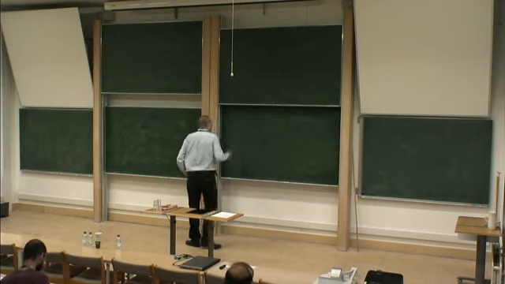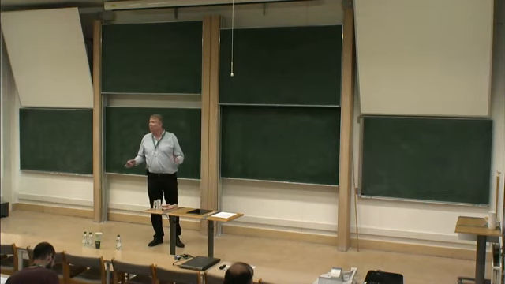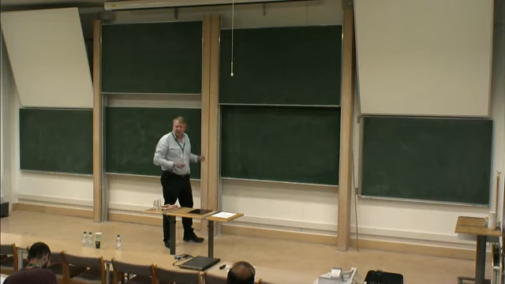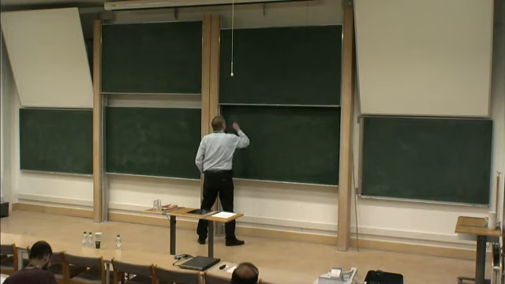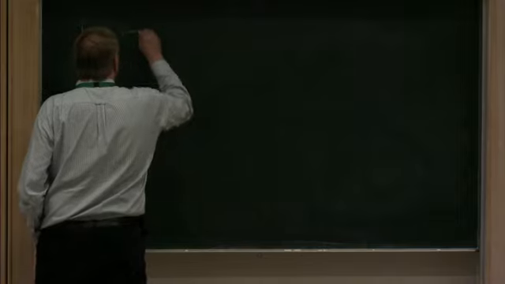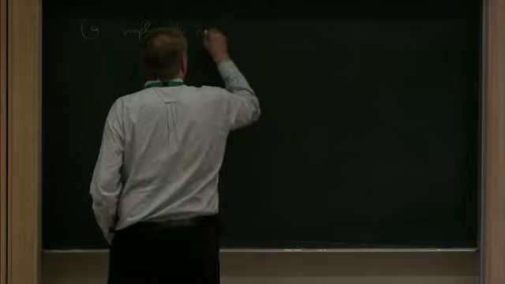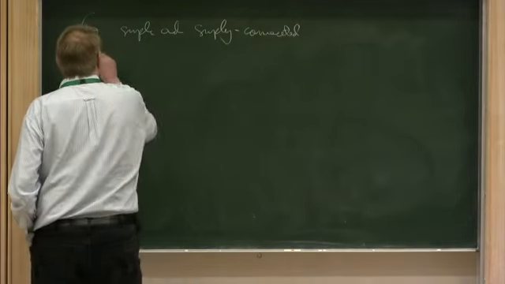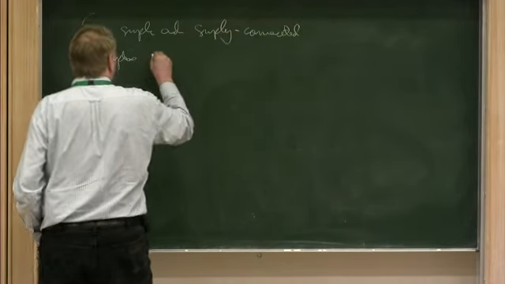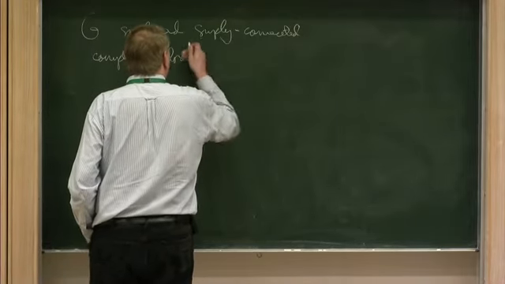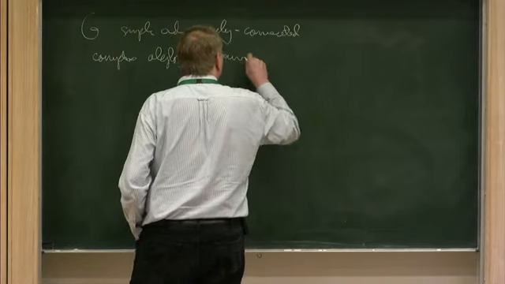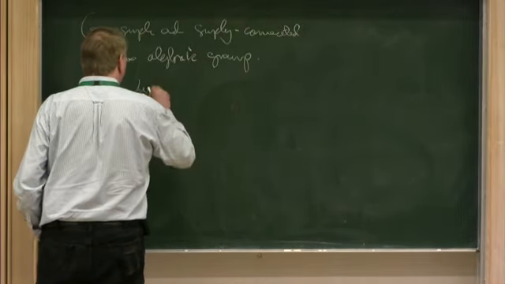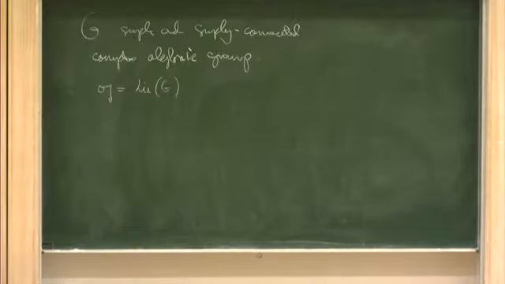So let me just try to set the scene for the old Verlinde formula, just to remind you. And at the same time, I can set the generality that I will be looking at. So for me, G is going to be a simple and simply connected complex Lie group. Well, complex algebraic group, if you like. I'm going to use this letter for the Lie algebra of G, so just Gothic G.